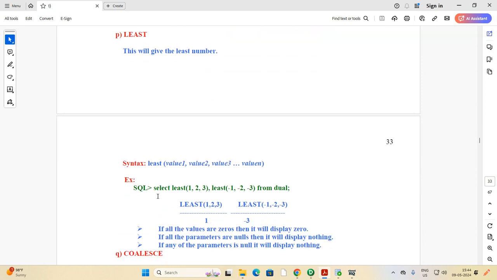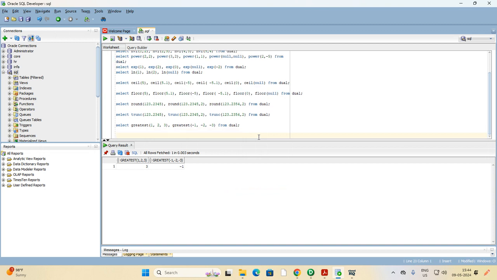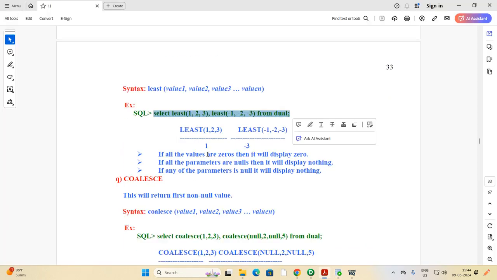Least always gives the least value. If we look here, it gives the least value. For 1, 2, 3 it gives 1. Least of minus 1, minus 2, minus 3 gives the least value.